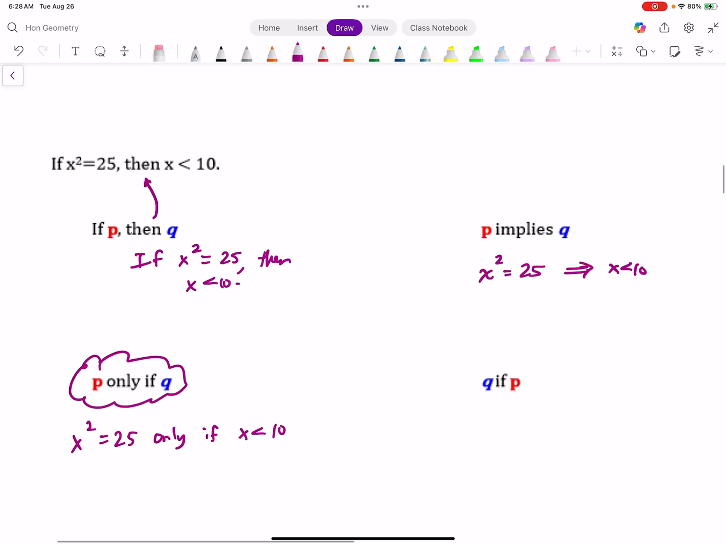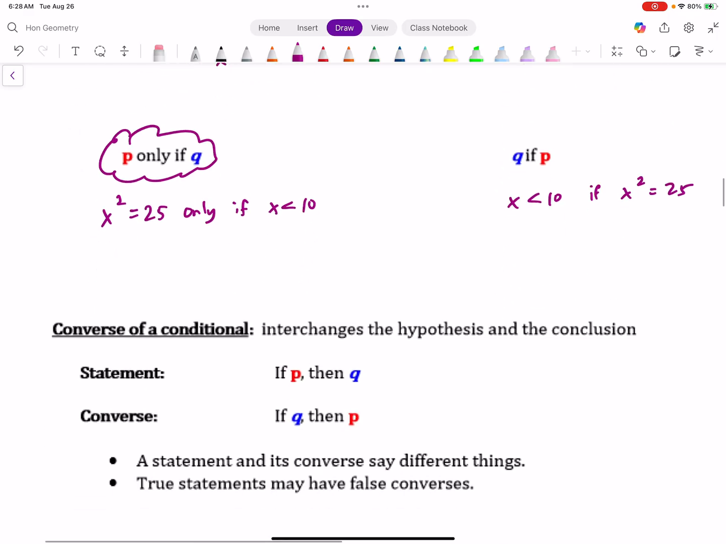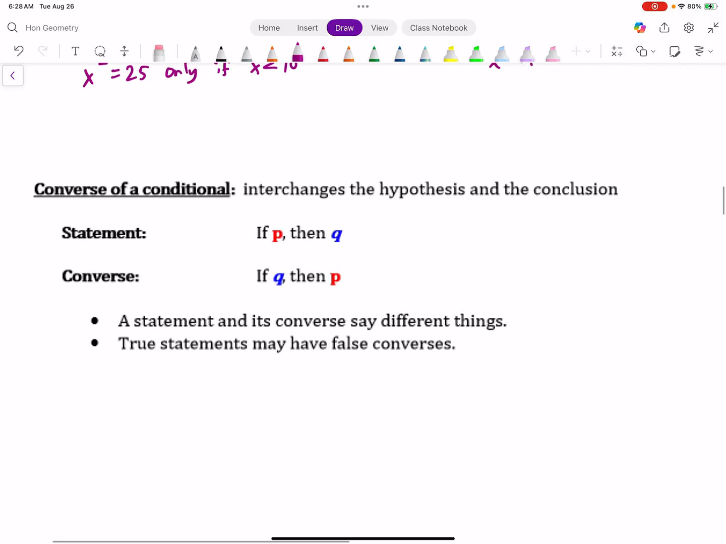And then you could also say q if p. So x is going to be less than 10 if x squared is equal to 25. Okay, now the converse of a conditional statement, that's when you swap the hypothesis with the conclusion. So if p then q becomes if q then p.